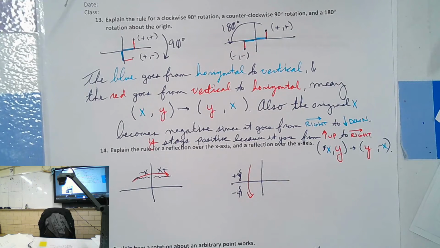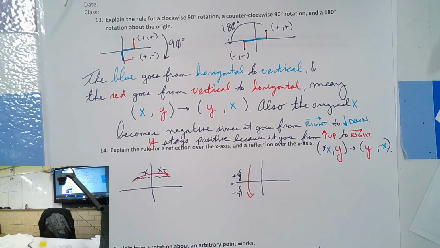So here's what the words say. Listen to my words as I pass this out. For a 90-degree clockwise rotation, the blue part goes from horizontal to vertical. Do you see that? How the blue part goes from horizontal to vertical? Yes. Good. The red part is pointing up. It's going from vertical to horizontal. So X and Y switch.